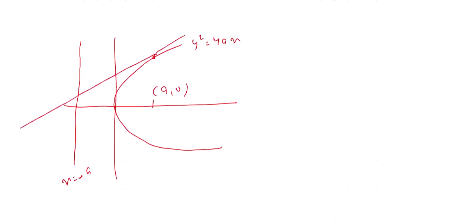The foot of a perpendicular from the focus on any tangent line lies on the tangent at the vertex. That is point number one. And the image of the focus in any tangent line lies on the directrix, right? This is really cool. These are the two basic properties which are used in solving this problem.